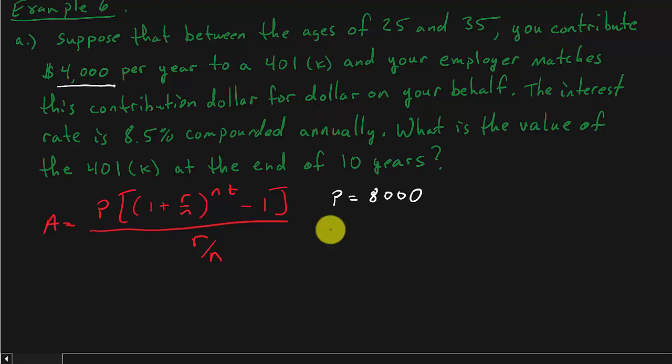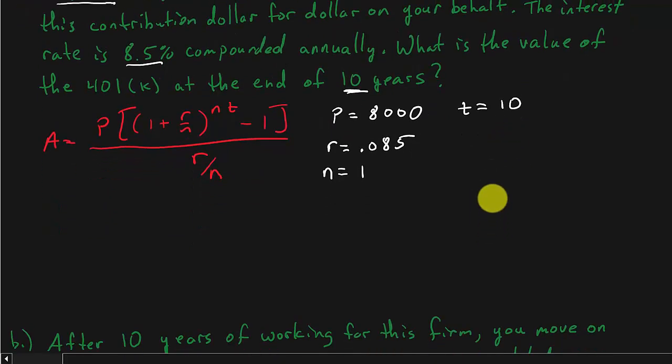And then we need to know what R is. Well, that's 8.5%, so that's 0.085. We need to know N. Well, N is 1. And then T, we're doing that from age 25 to 35. They didn't even have to give us that, but 25 to 35, that's 10 years. And so now we just plug everything in.